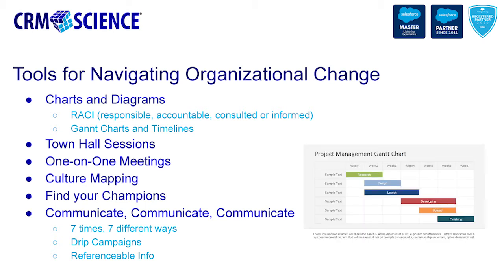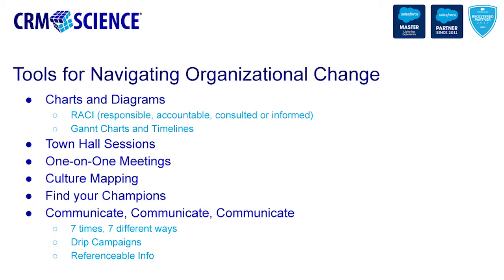Now, Gantt charts and timelines, right? Helping everyone understand what's coming and what's next and where you are in this whole process of evolution is really important. And then these next couple ones, I touched on a little bit, right? So things like town hall sessions and culture mapping. So understanding who's in the driver's seat and who drives the culture is what culture mapping is all about.